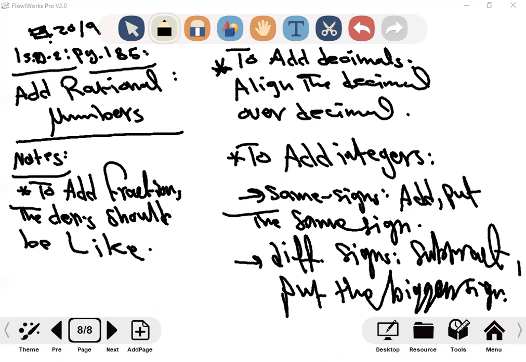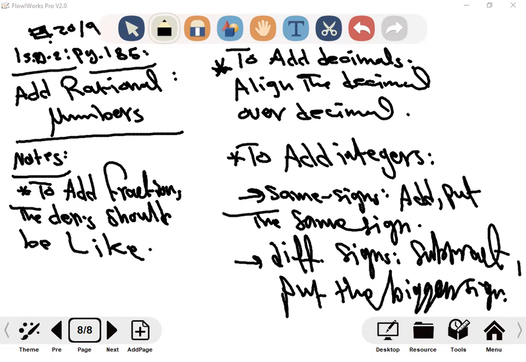Now here again, to add the fractions, the denominator should be like. To add decimals, align the decimals over each other. To add integers, we follow the formulas which we did in the previous module, right? Similar signs, different signs, and go on. Okay. Example 1.